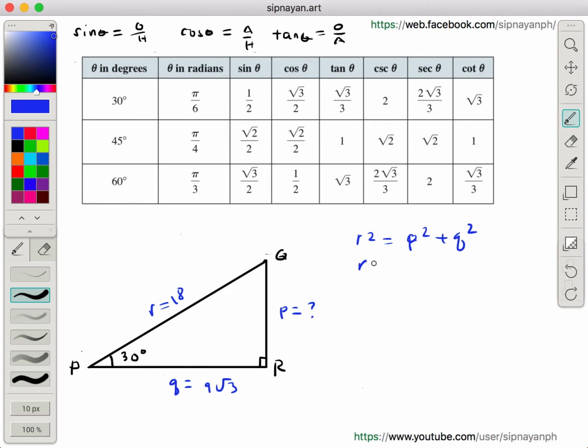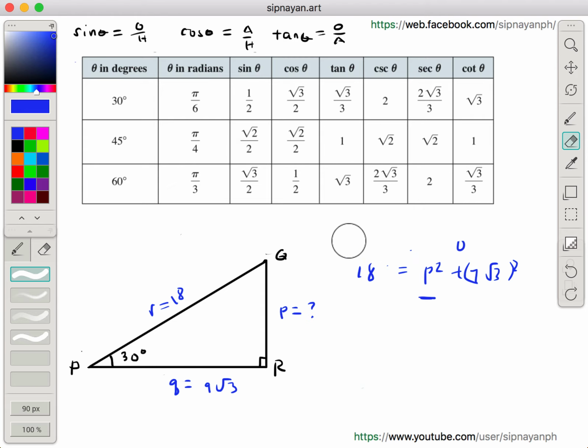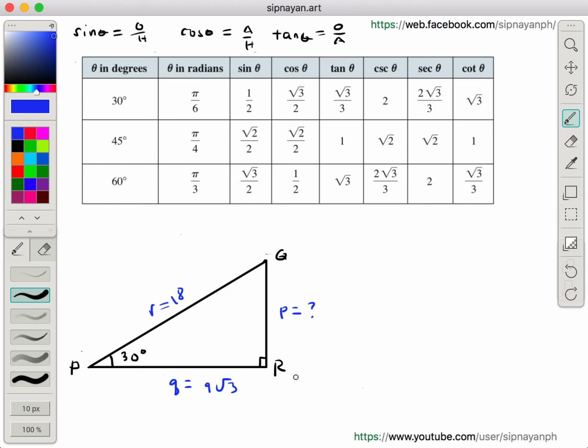So, ang R squared natin, that's 18 squared equals P squared plus (9 square root of 3) squared. Hindi natin itutuloy ito kasi hindi naman Pythagorean theorem yung ating lesson. But, ang ibig ko lang sabihin, dahil 18 ito, this is an equation and we can solve for P. But here, we will use the trigonometric ratios.